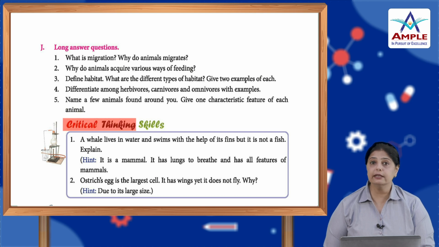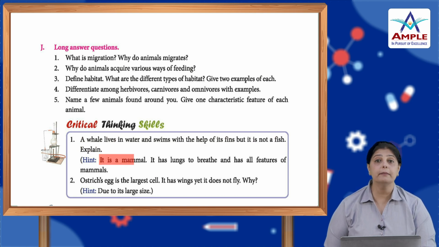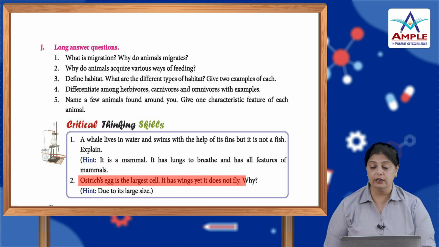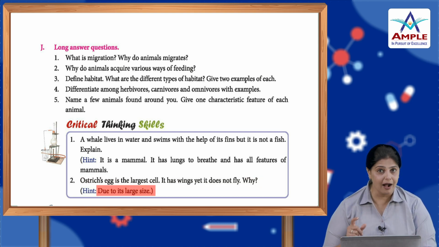Now, critical thinking skills. A whale lives in water and swims with the help of its fins, but it is not a fish. Explain. Because it is a mammal. A whale is a mammal. It has lungs to breathe and has all the features of mammals. Ostrich's egg is the largest cell. It has wings, yet it does not fly. Why? Because it is huge. It is large in size, but it can run very fast.